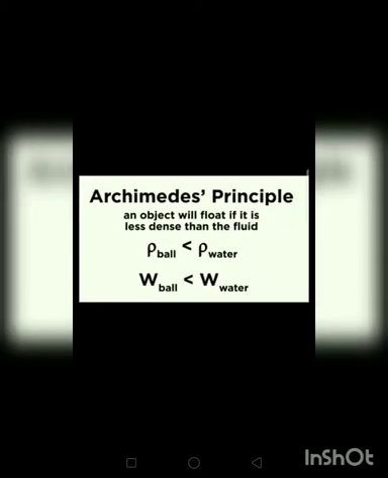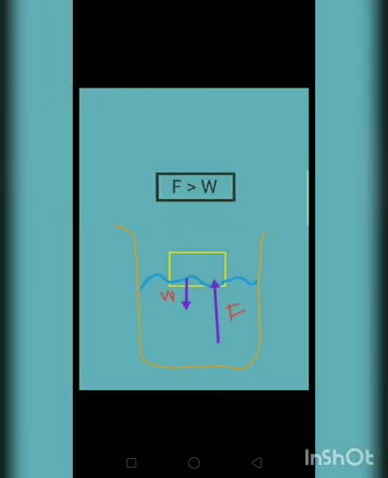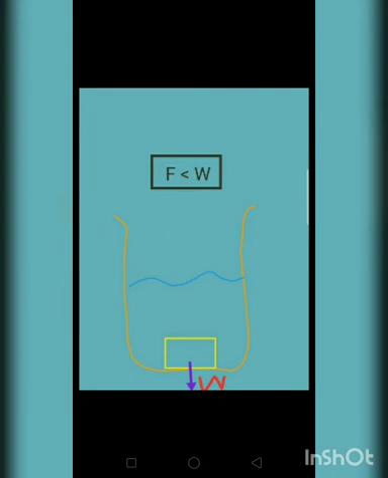So it means an object will float if it is less dense than the fluid. For example, this object is less dense than the fluid. So the force is bigger than the weight, and the force will push the object to the upper surface of the fluid. But if the object is more dense than the water, it will sink and submerge.